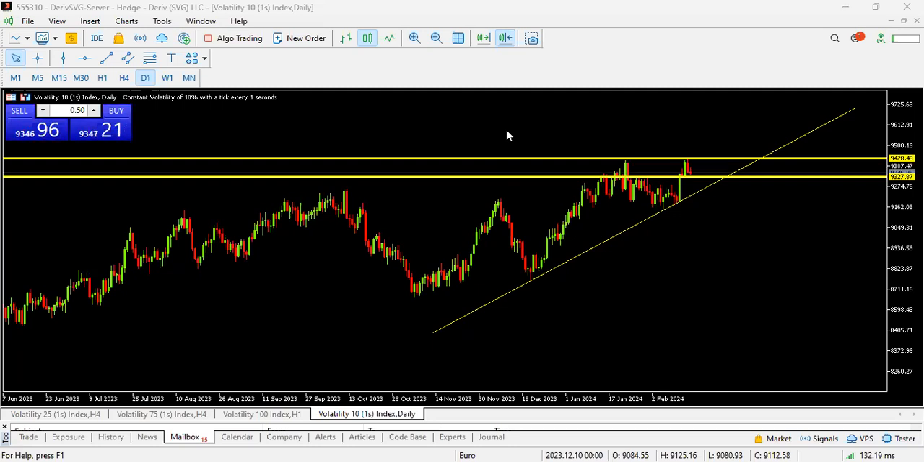Today, our topic is going to be how to trade breakout with a trend using a trend line. How to trade breakout using a trend line.